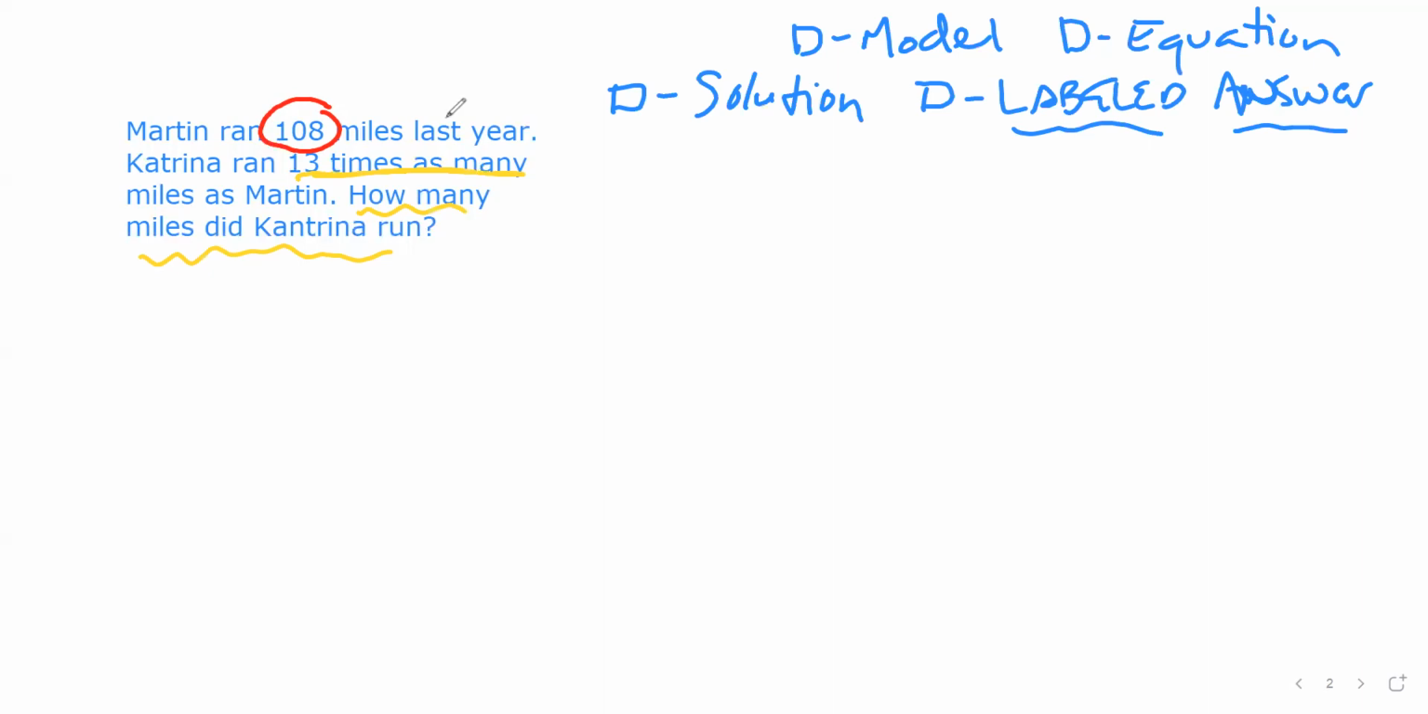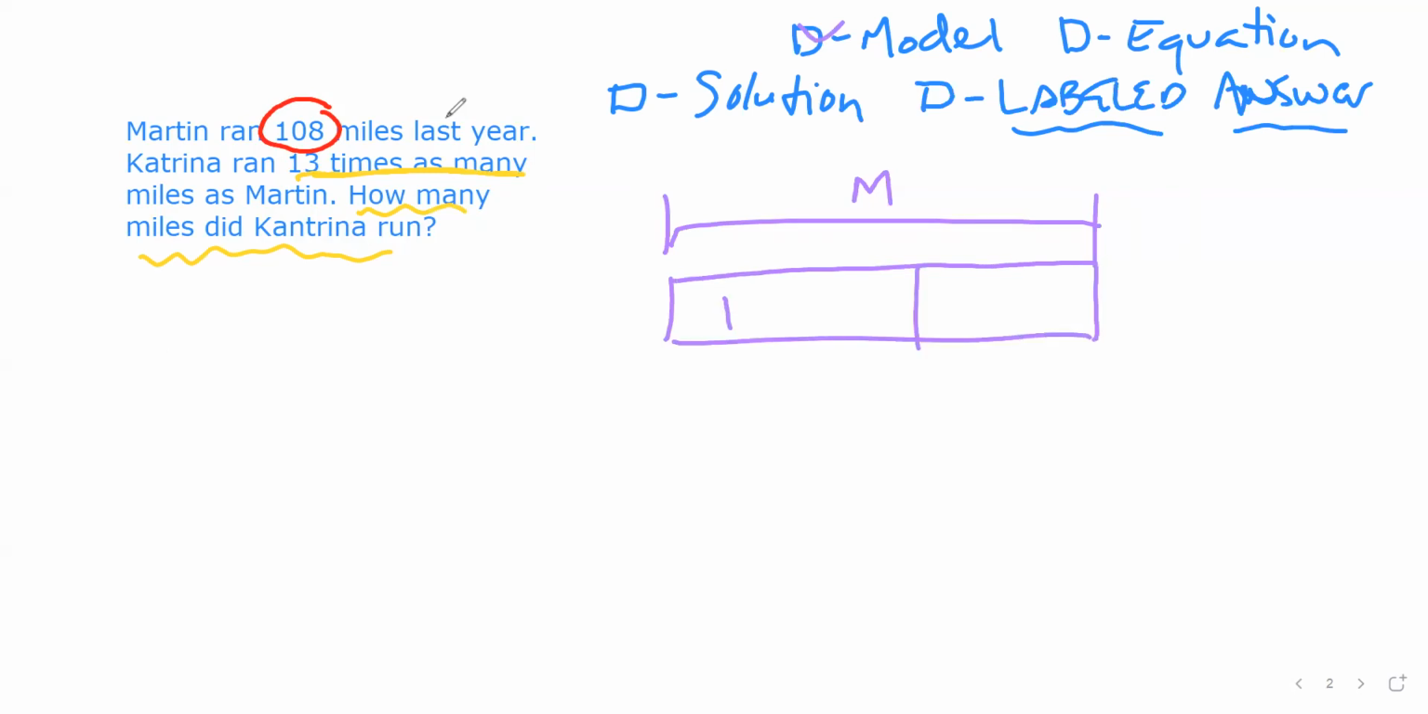All right, model time. So again, the total we're looking for is how many miles did Katrina run. We actually don't know that. So I'm actually going to put M for miles. I have no idea. But I do know in order to get there, I'm going to have to take Martin's miles, which is 108, and I'm going to multiply them by 13 because Katrina ran 13 times as many miles. So there's a cool key right there. That word times is in there. So I know I'm multiplying.